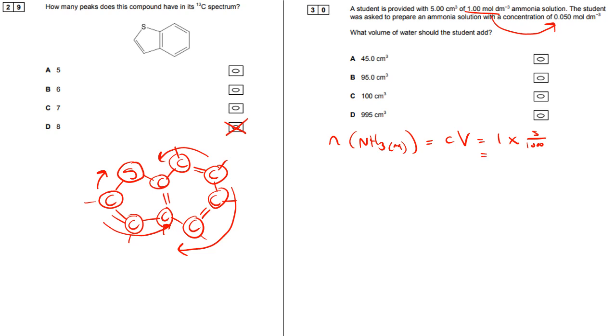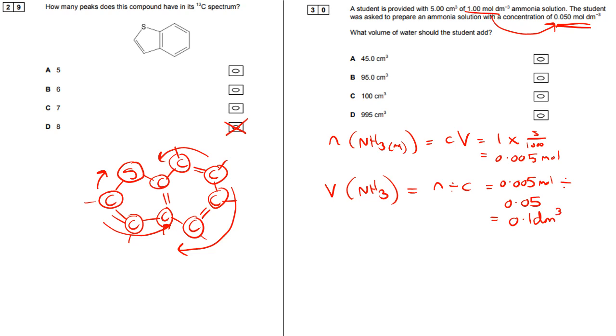So that gives us moles of ammonia being 0.005, or 5 times 10 to the minus 3. We want a new concentration of 0.05. So what volume of ammonia is needed in total? How do you work out volume? We do moles divided by concentration. So 0.005 moles divided by the total concentration of 0.05. So that gives us 0.1, remember that's decimeters cubed, or 100 centimeters cubed.